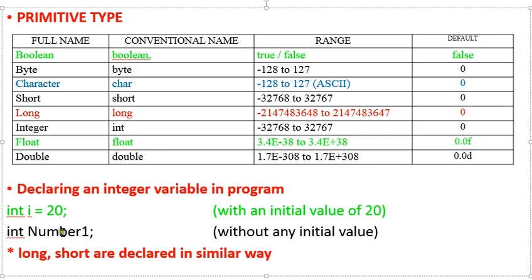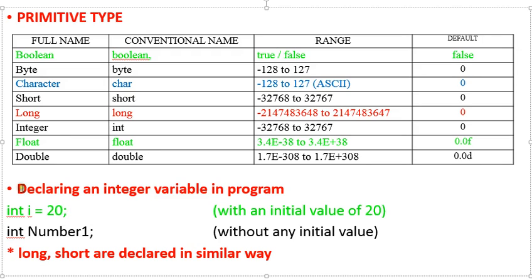And if you look at this, we just say that the integer is called number 1, but we did not give it any initial value as we gave 20 to this one. And if you look at the end of writing this, we have a semicolon. This semicolon is to tell the computer that this is the end of the statement.